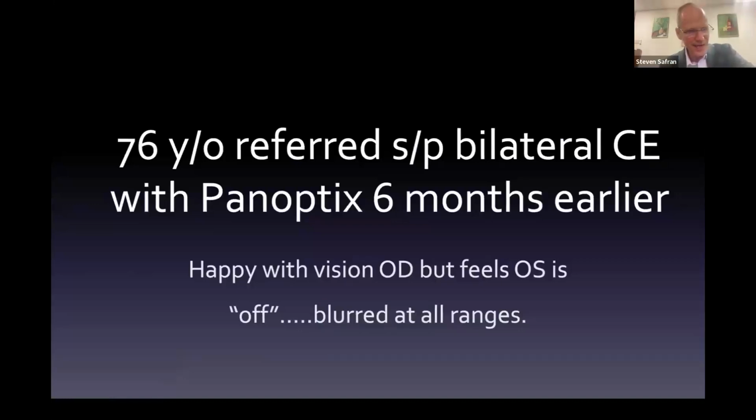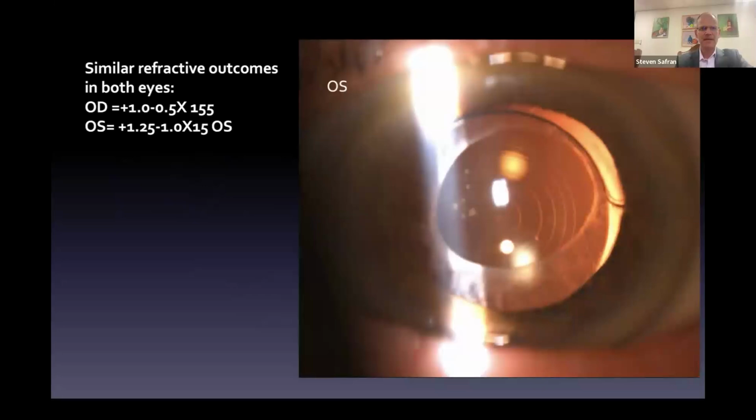So let's look at a few cases. These are all cases from my practice. Most of these are recent cases. This one we just saw a few weeks ago, a month ago. This is a 76-year-old referred status post bilateral surgery with PanOptix 6 months earlier. He's very happy with the vision of the right eye, but feels the left eye is just off. It's blurred at all ranges. He's got a similar refractive outcome in both eyes: plus 1 minus 1/2 at 155 in the right, plus 1 1/4 minus 1 at 15 in the left.